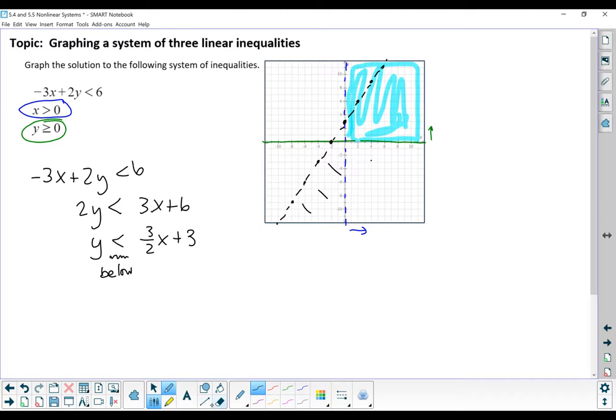So what that means for our solution space, it has to be above the green line, it has to be to the right of the blue line, and it has to be below the black line. So we just have this region over here. And in Alex, you'll just have to click on the region that you want shaded.